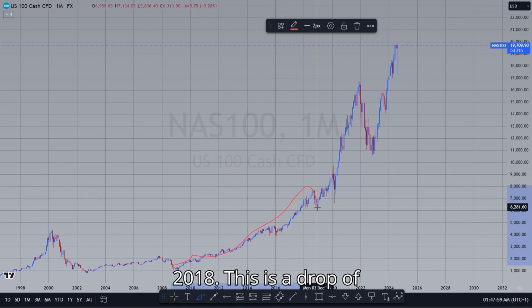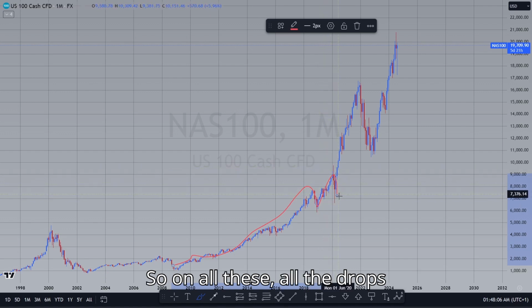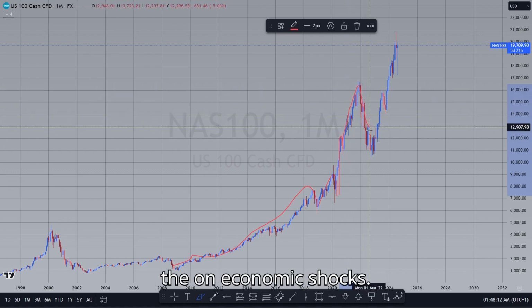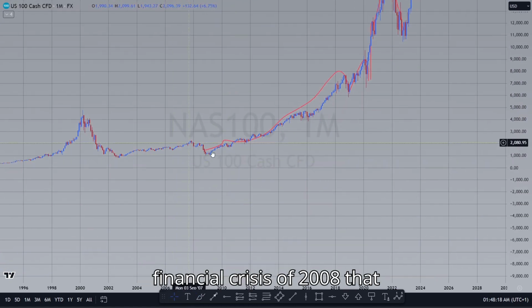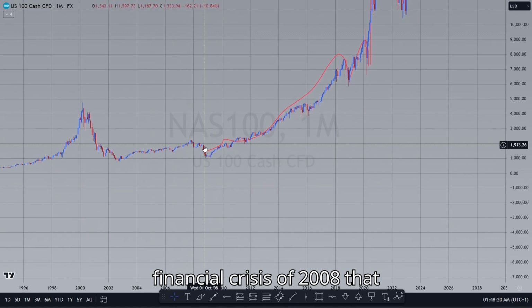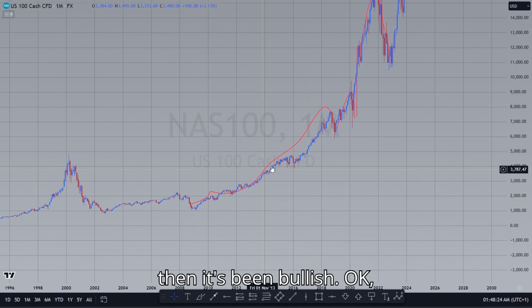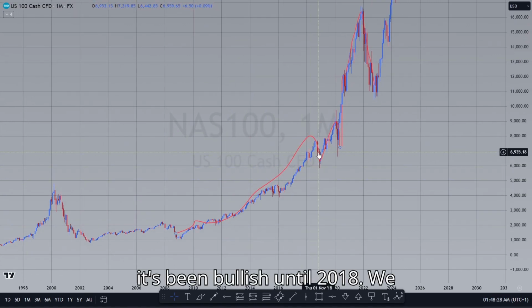This is a drop of 2018. This is a drop of 2020, Russia invasion. You understand? So all the drops are shocks that happened, economic shocks. This is 2008. This is the financial crisis of 2008 that made this equity drop here. And since then, it's been bullish until 2018.